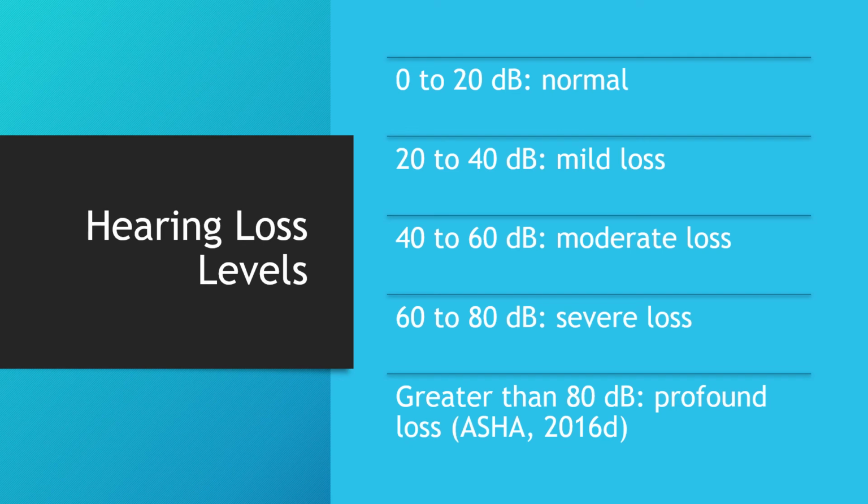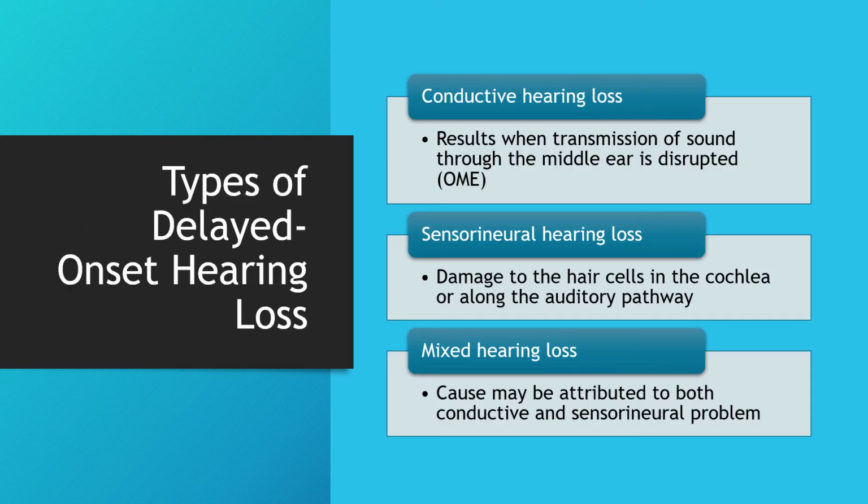So you can see as it moves up, if you get to that greater than 80 decibels, that's very profound hearing loss. And that's when you may start seeing some hearing aids start happening. You may start seeing that even as low as the severe loss or the moderate loss. Some types of delayed onset hearing loss can be conductive, sensorineural, or mixed.